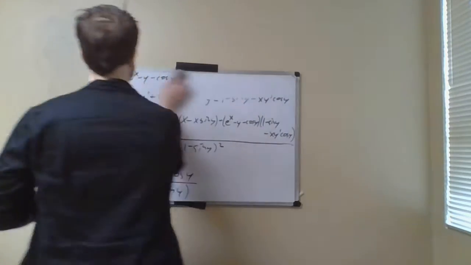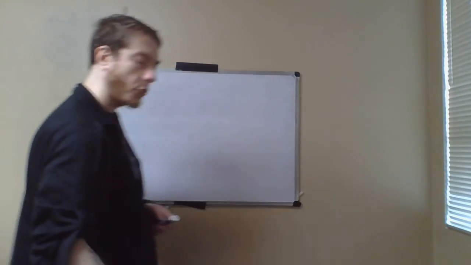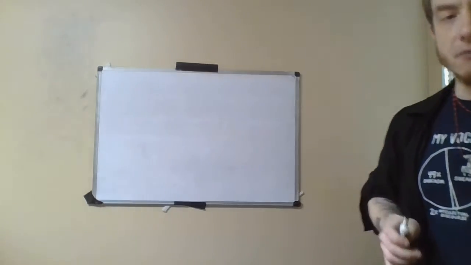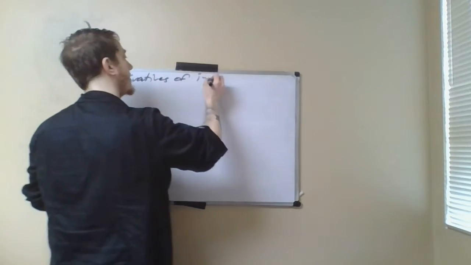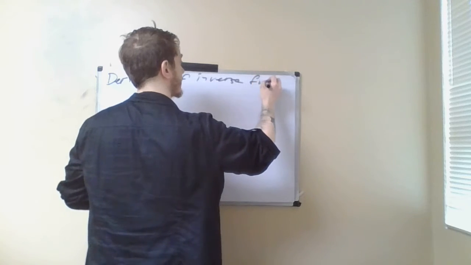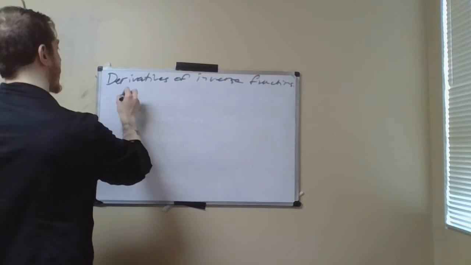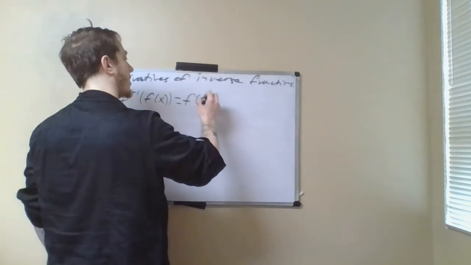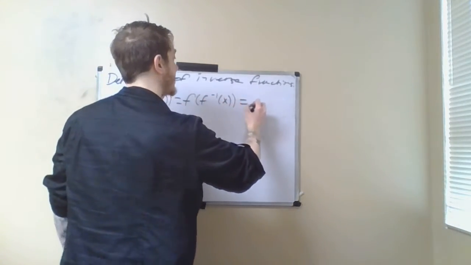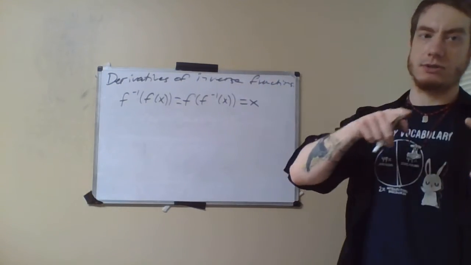Now, what I want to talk about next is how can we use this kind of idea to help ourselves find the derivatives of inverse functions. So remember what an inverse function is. An inverse function is a function with the property that f inverse of f of x is equal to f of f inverse of x is equal to x. So the inverse function is the function that goes backwards.